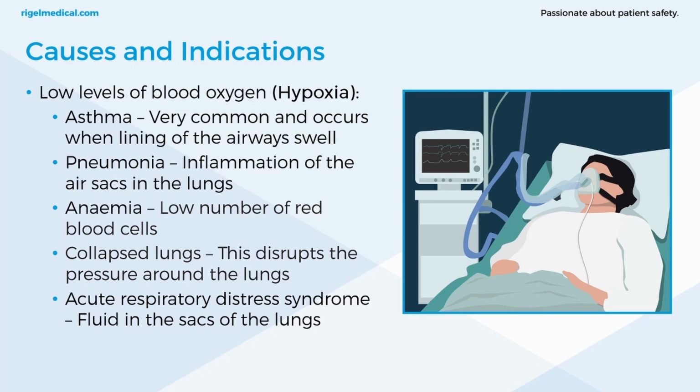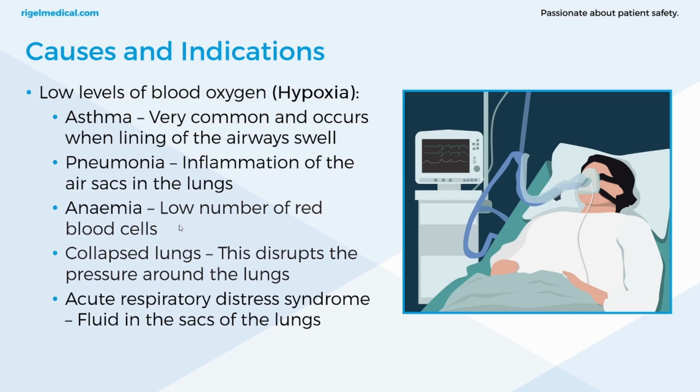Then we've got anemia. This is low numbers of red blood cells. Hemoglobin is responsible for binding to oxygen and then transporting the oxygen around the body to be utilised by the muscles, by the cells, by all the organs. Obviously, low levels of blood cells, that means you're going to get low or poor oxygenation saturation.